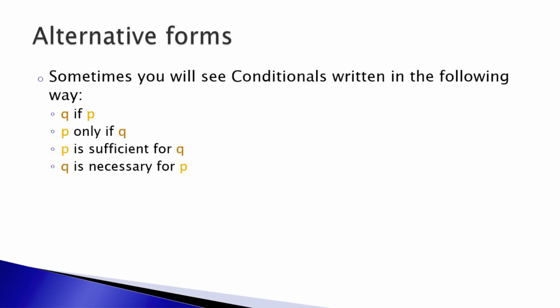And now let's look at something else, alternative forms. Sometimes you will see conditionals written in the following way. We'll see Q if P, P only if Q, P is sufficient for Q, or Q is necessary for P.